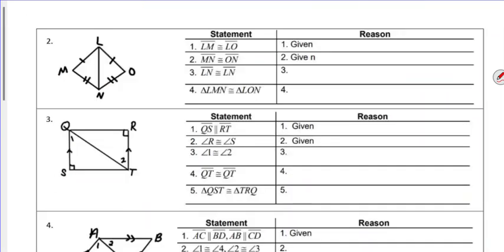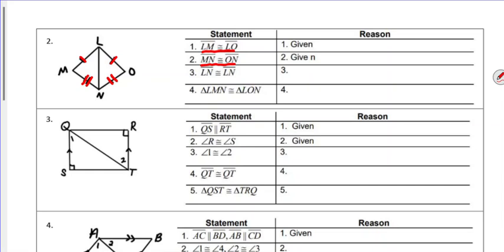All right, looking at number 2. First, I want to think about what given information I have. So I know that this side is congruent to this side. This side is congruent to this one. That's the given information. LM is congruent to LO. MN is congruent to ON.